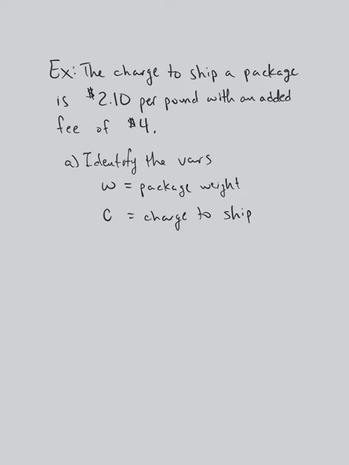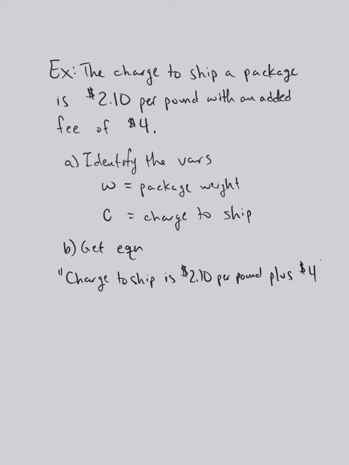Now let's get an equation relating the variables. The key thing is just to think about that sentence, and abbreviate it a little bit if you want. We could take out some of the words, and so the charge to ship is $2.10 per pound with an added fee. There's that word added there. So that's going to be plus $4. Or you could put in that word, and I'm just trying to be brief to get it on one line. Once you have that, then it's just translating.